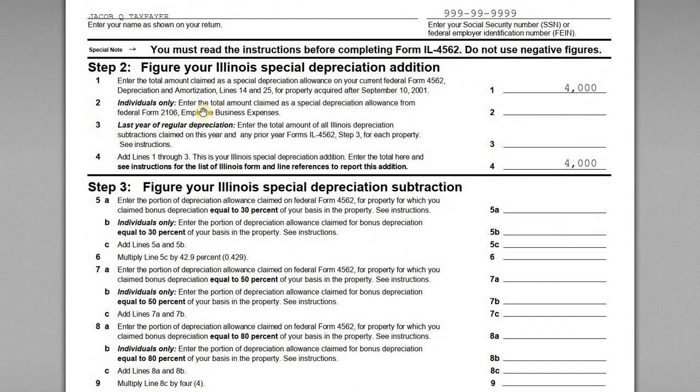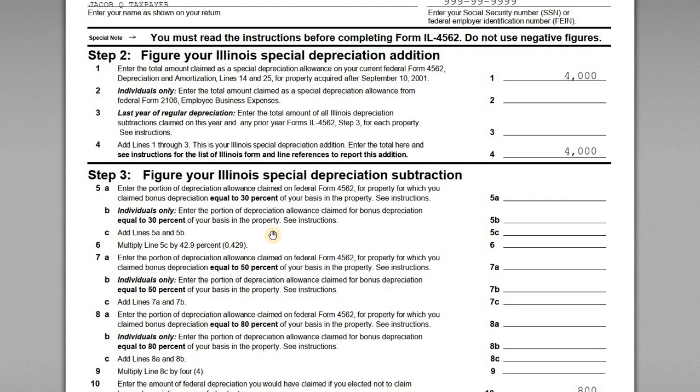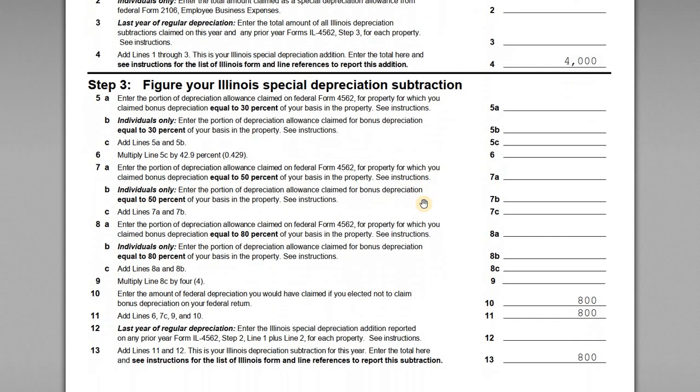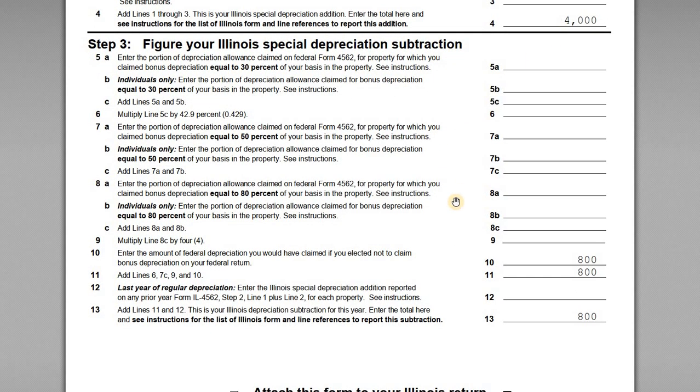Line 2 doesn't apply. We don't have any employee business expenses. And this is the first year that we're claiming depreciation, not the last year of regular depreciation. And we haven't disposed of the property either, so those line items are blank. Now, we figured the add back. Now we need to figure out, well, what amount would be allowed for Illinois tax purposes, and that's step 3.